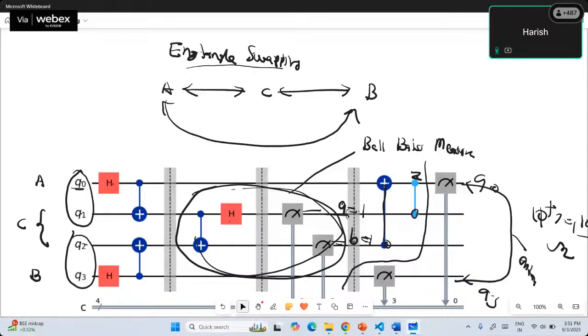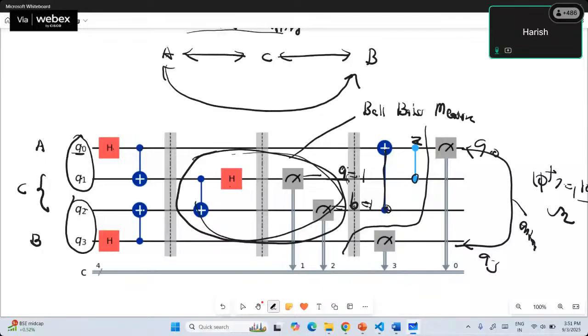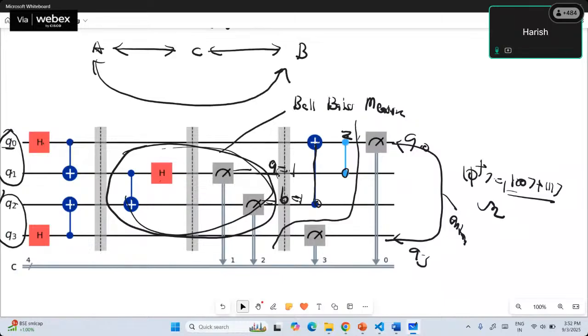what does Charlie need to do? Charlie needs to tell these A and B to Alice, that I have observed Q1 as 1 and Q2 as 1. So depending upon these values, suppose Charlie told that I have observed 1 1, then Alice will apply X and Z gate on her qubit. At the end of this, Alice and Bob's qubits will be in this kind of entanglement state 00 plus 11, although they physically did not interact at all.